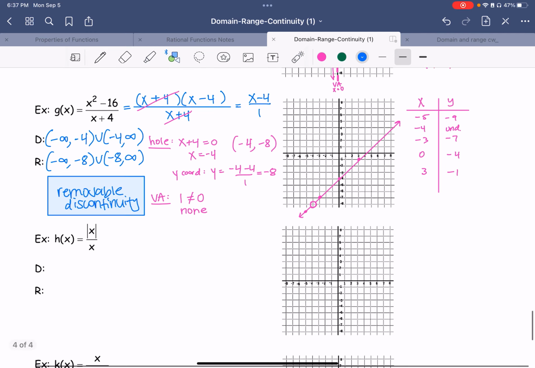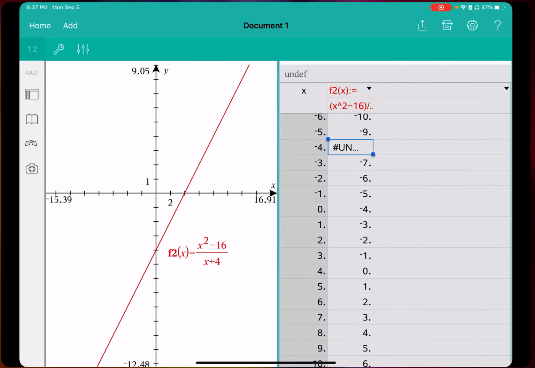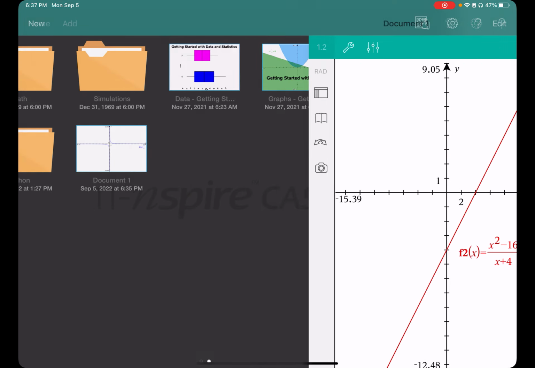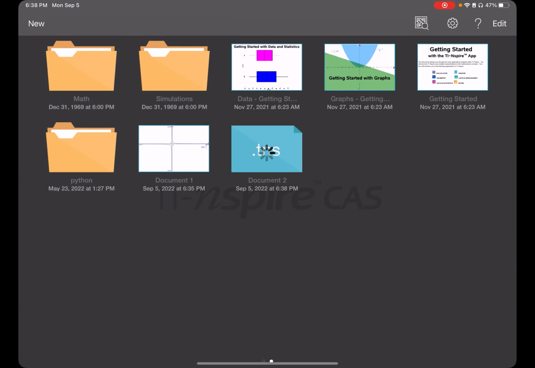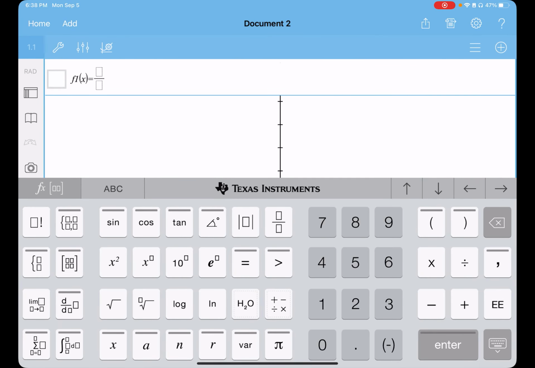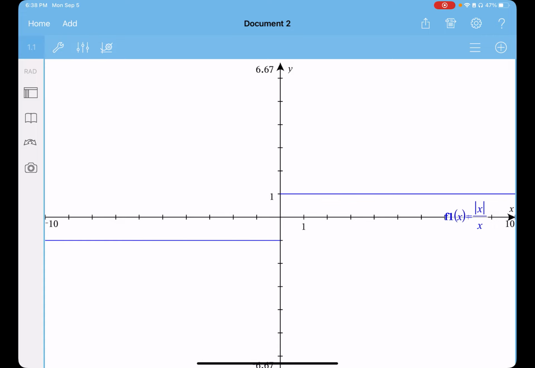Okay. Third example, the absolute value of x over x. Okay, let's go ahead and graph that. So I'm going to open up a new graph. Start off with a fraction, the absolute value of x divided by x, and I'm going to press enter. And I get a graph that looks like this.